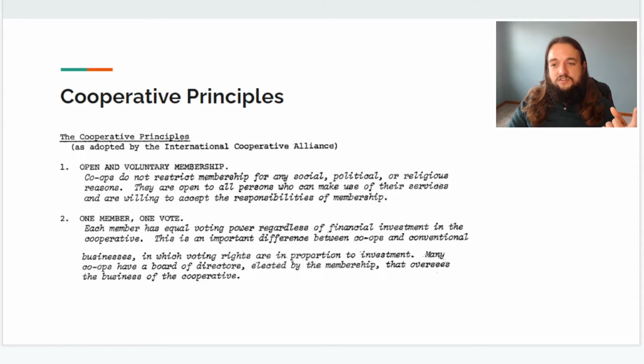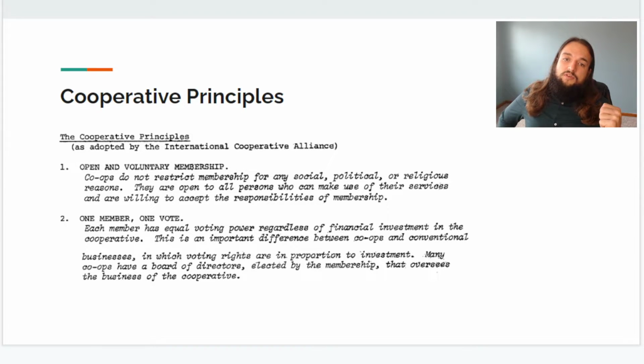The first is open and voluntary membership, which I found in communist countries is not always a guarantee, and other countries as well. Co-ops do not restrict membership for any social, political, or religious reasons. They are open to all persons who can make use of their services and are willing to accept the responsibilities of membership. 2. One member, one vote. Each member has equal voting power, regardless of financial investment in the cooperative.